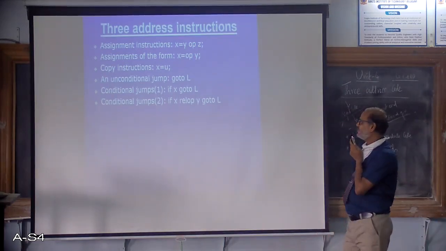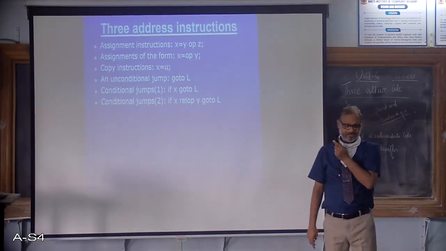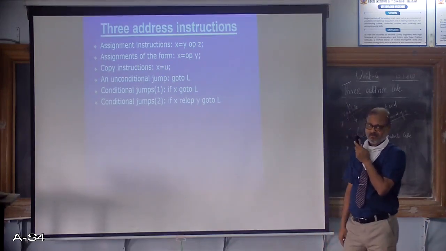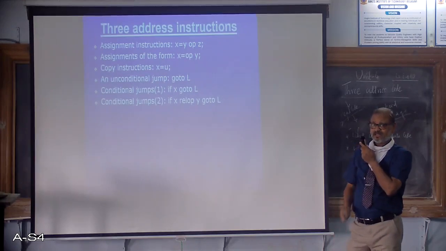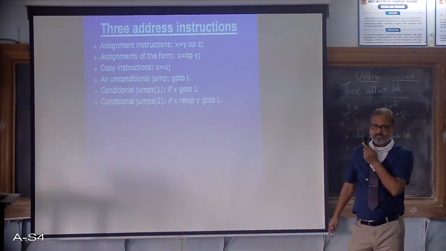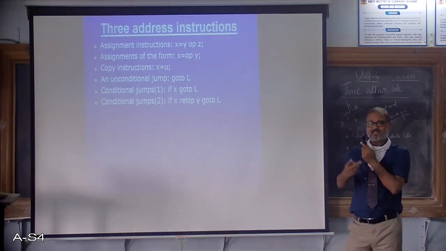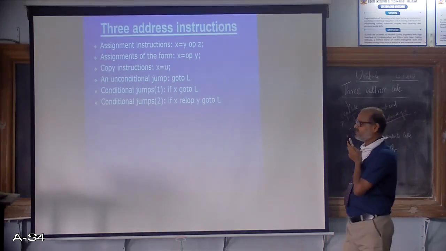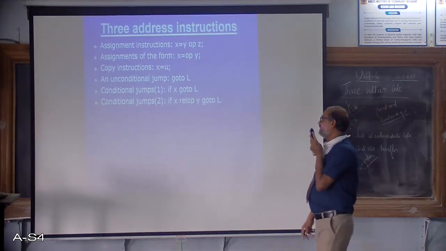Then the second type of three address code instructions is copy instructions. So say x equal to u. Here x is a memory reference, and the value of u, which is a temporary name, is assigned to x. So here there are two addresses and there is only one operation, that is assigning the value of u to x. So x is a memory reference here, and u is a compiler generated temporary, right?